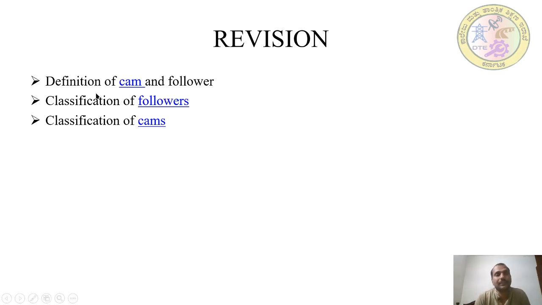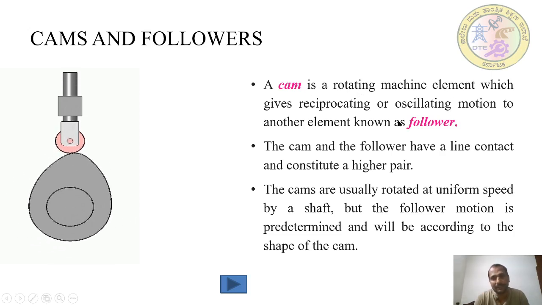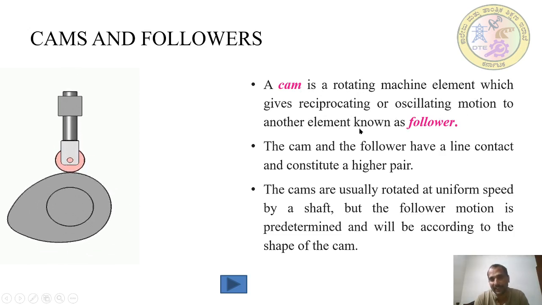So first, we saw the definition of cams and followers. Next, we discussed the classification of followers and cams. So cam is a rotating machine element which gives reciprocating or oscillating motion to another element known as follower, right?